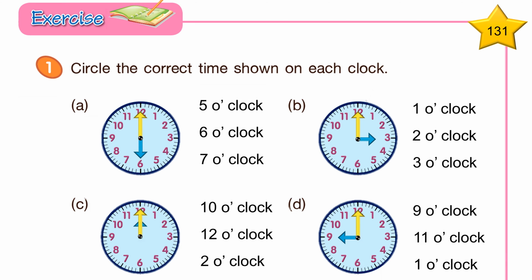6. Good. How about the minute hand? It's pointing at 12. And remember, when the minute hand is pointing at 12, we say o'clock. Are we going to circle 5 o'clock? No. How about 6 o'clock? Right. Circle using your pencil. Good. And you can answer letter B, C, and D on your own.